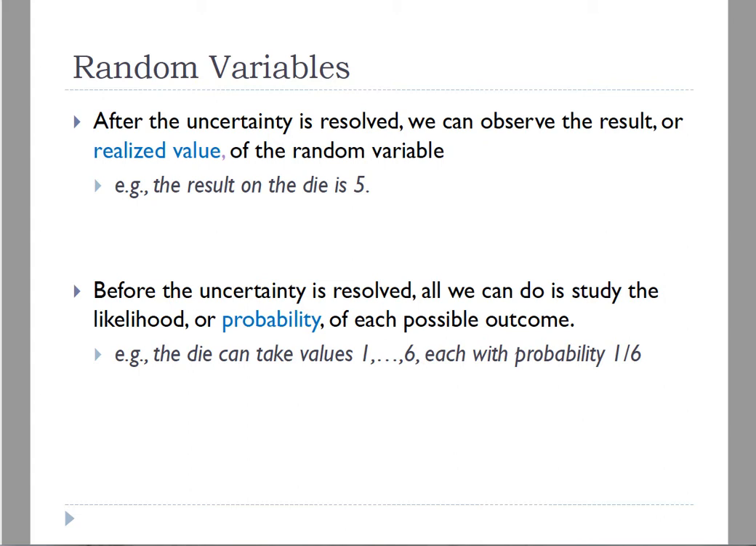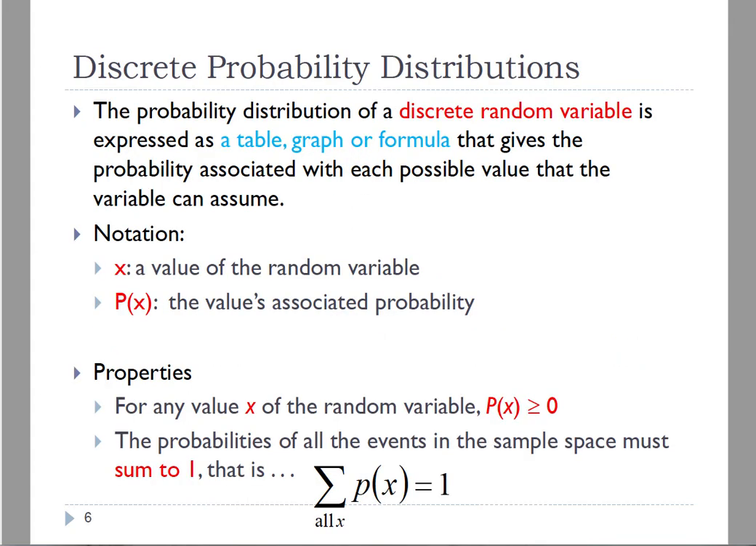After the uncertainty is resolved, we can observe the results or realized value for a random variable. Before the uncertainty is resolved, all we can do is study the likelihood or probability of each possible outcome. And I'm going to use the die because that's one everyone is probably familiar with. The probability distribution of a discrete random variable is expressed as a table, a graph, or a formula that gives a probability associated with each possible value that the variable can assume.